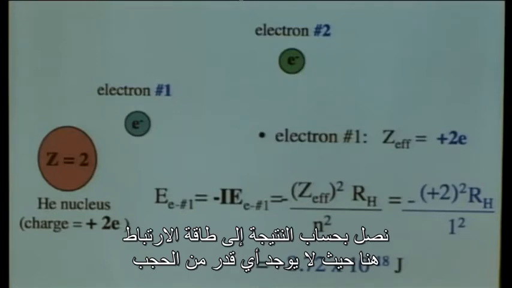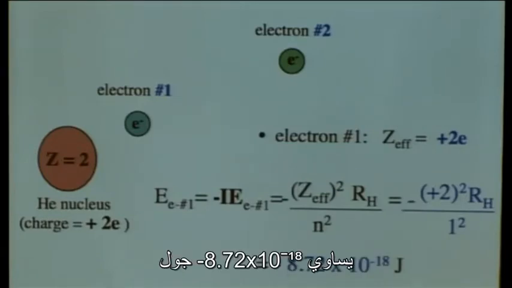And if we do that calculation, what we find out is that the binding energy in this case, where we have no shielding, is -8.72 times 10 to the -18 joules.